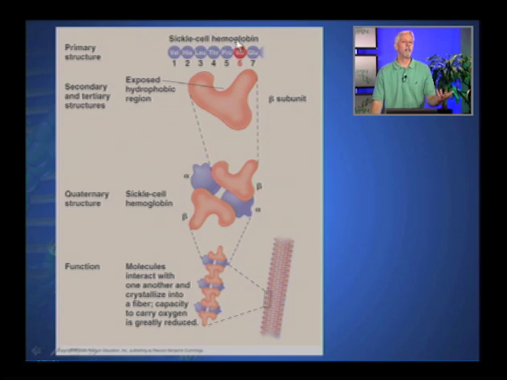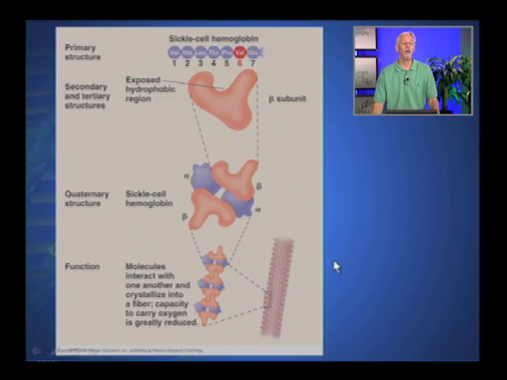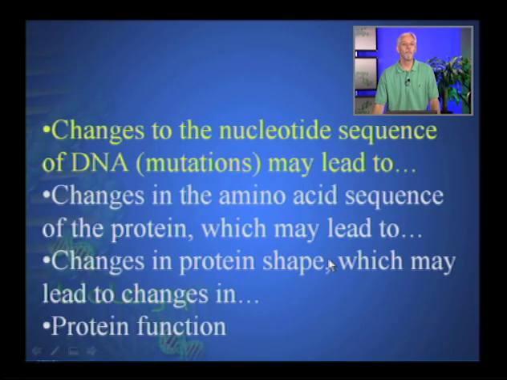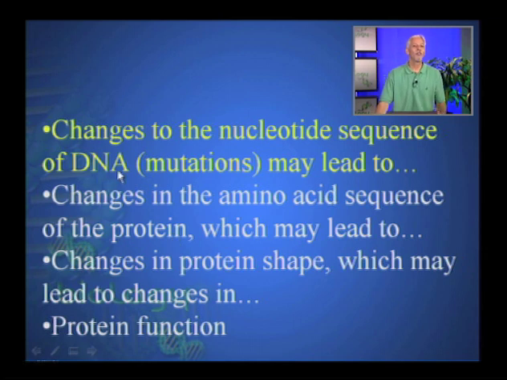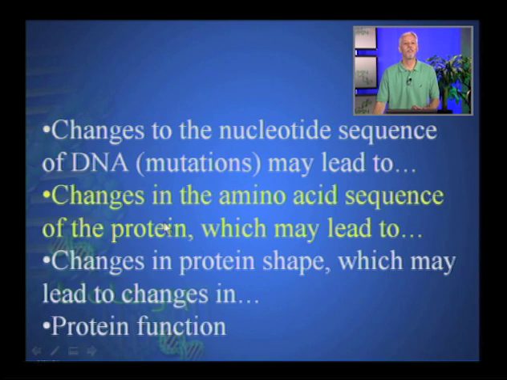But if we trace this back, this change in the amino acid sequence is due to a change in the nucleotide sequence of the DNA. And these spontaneous changes that can occur in DNA we refer to as mutations. So at some point there was a mutation which occurred, which led to a change in the amino acid sequence and a difference in hemoglobin. So changes in the nucleotide sequence of DNA, mutations, can lead to changes in the amino acid sequence of a protein, which in turn can lead to changes in the protein shape, which in turn lead to changes in protein function.